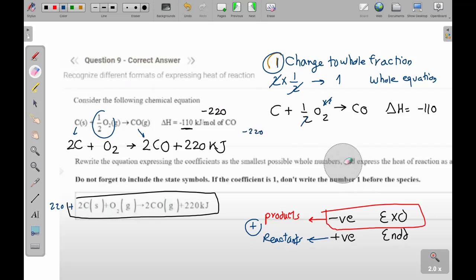How did you know, Mister, whether it is heat absorbed or heat released? From the negative here, it's showing. So this means that this is on the product side, plus 220.